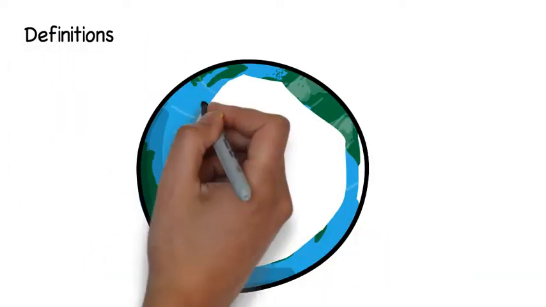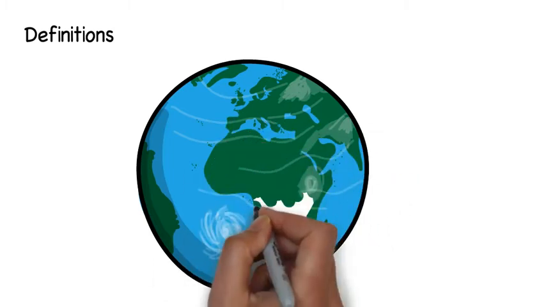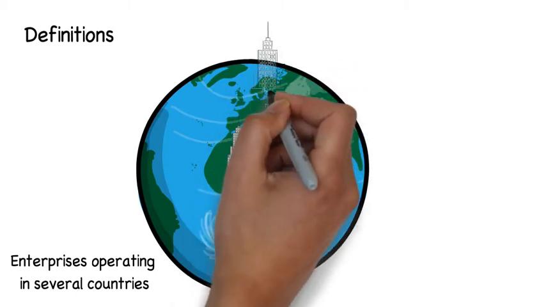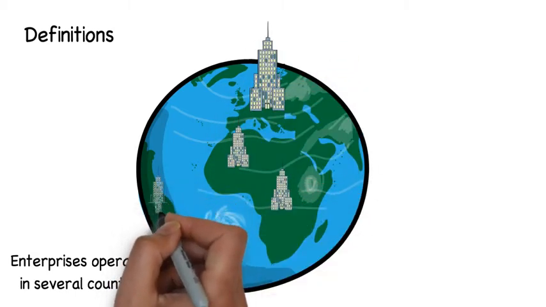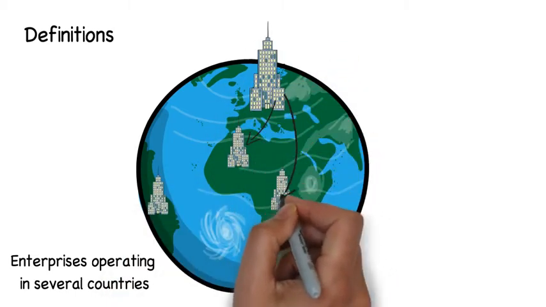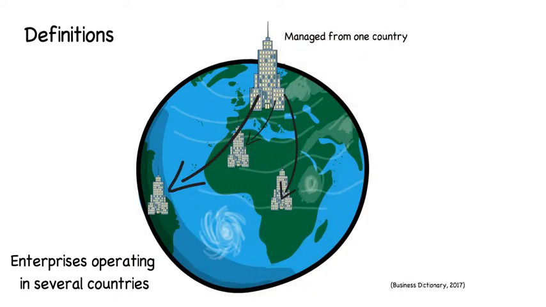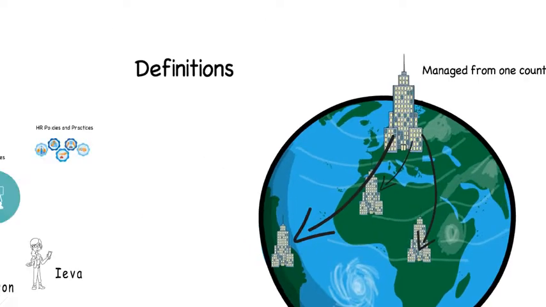Definitions. In this presentation, we will be discussing multinational companies. These are enterprises operating in several countries but managed from just one country. Generally, any company or group that derives a quarter of its revenue from operations outside of its home country is considered a multinational corporation.